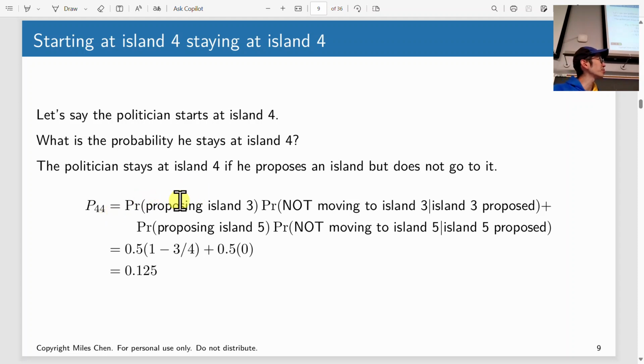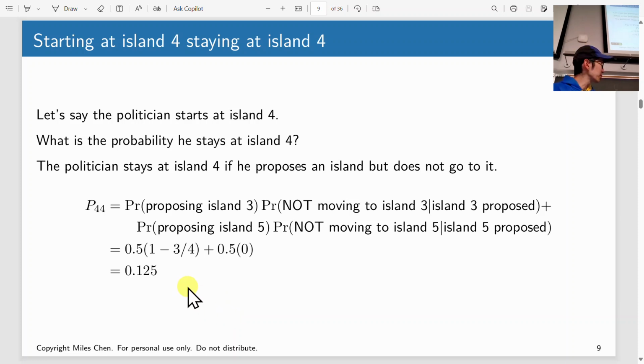It's the probability of proposing island 3 times the probability of not going to island 3, plus the probability of proposing island 5 times the probability of not going to island 5. Okay, so we propose island 3 with 0.5 probability, and we don't go there with probability 1/4. And then we propose island 5 with probability 0.5. And then when we propose island 5, we definitely go there, so the probability of not going there is 0. So this just comes out to be 0.125 or 1/8 as well. Okay, but just know that your entire row has to add up to 1, so that also makes it easy.